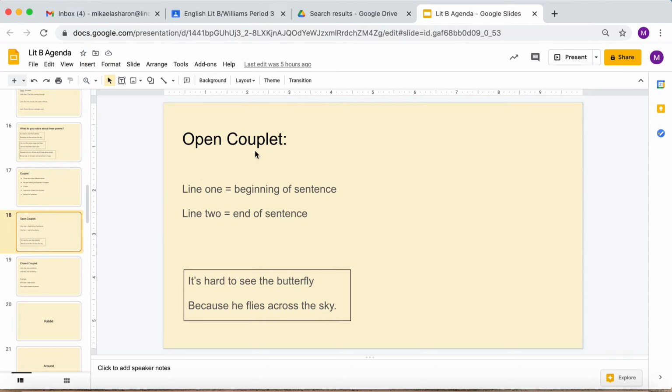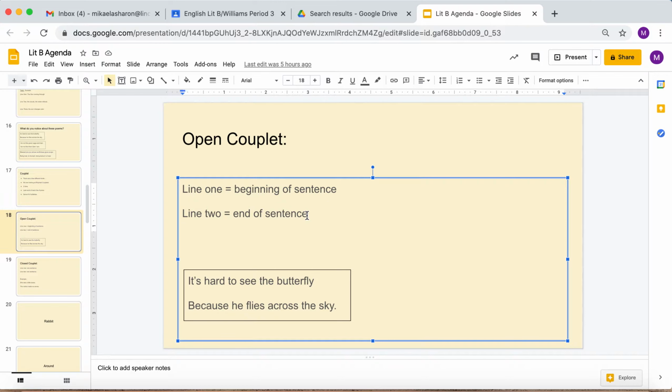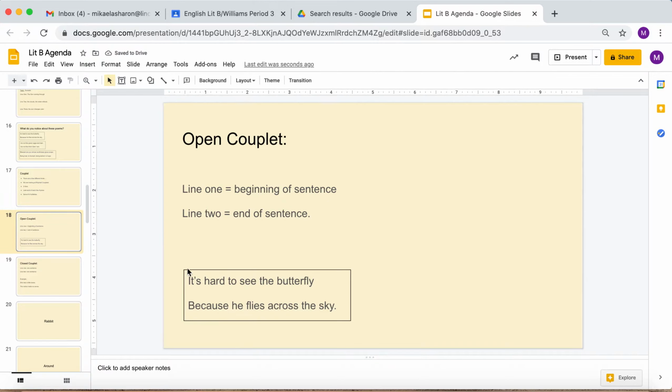The first is an open couplet, and this means that the whole couplet is one sentence. So line 1 is the beginning of the sentence, and then line 2 is when the sentence ends. So you know because there's a period here, but not a period here. So this one, for example, is an open couplet. It's hard to see the butterfly because he flies across the sky. So there's a period here, but not here, which means it's an open couplet.